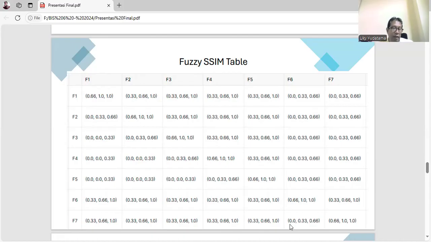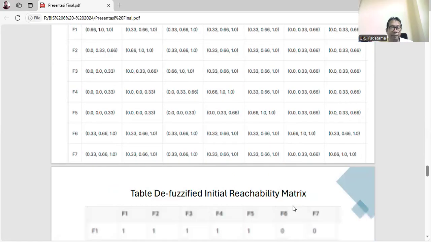The metric helps in identifying which factors have the most significant impact on others, and the fuzzy values capture the intensity of these influences. It is an essential step in understanding how different factors interact and influence lecturer behavior in maintaining academic integrity.